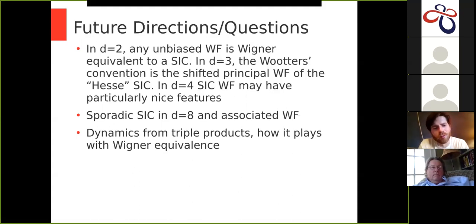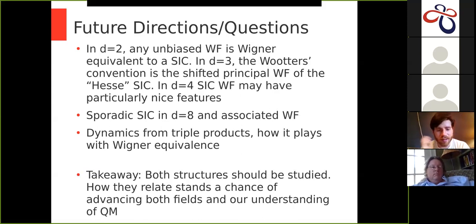Another last one to consider is maybe dynamics. So if you want to talk about dynamics in Wigner functions, then you need the triple products, because you have the commutator, and then you need to have a representation of it. So that's triple products. How do triple products for a general MUB situation play with Wigner equivalence? Triple products have been studied for SICs as well. So all of those properties pipe over very easily, but we don't know the situation for more general MUBs.